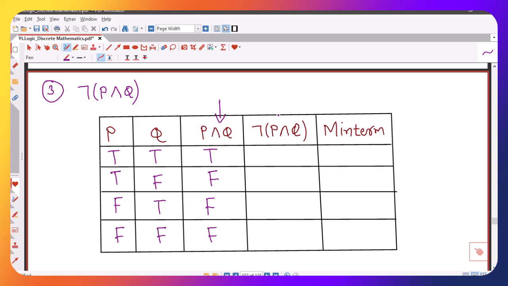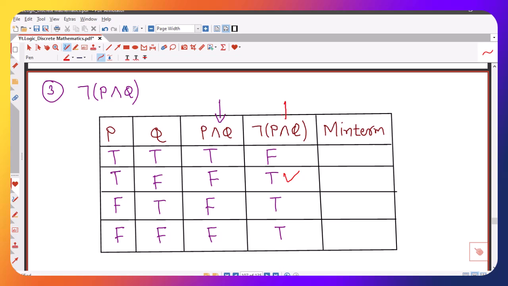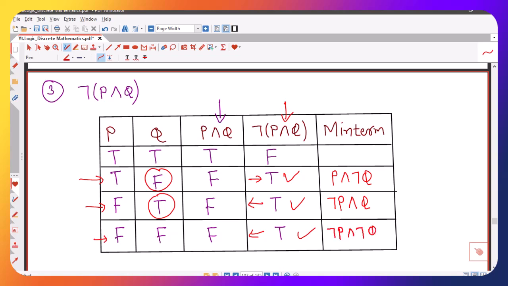And here we have to consider the negation of p and q, that is, the negation of all these truth values. If I have T, I will write F. If I have F, I will write true. Now we will concentrate on those rows for which this negation of p and q is true, and for this row p is true, therefore we write p, and q is false here, so we write negation q. Now corresponding to this, p is false, so we write negation p. Q is true, therefore we write q here. And corresponding to this, both are false, therefore we write negation p and negation q.